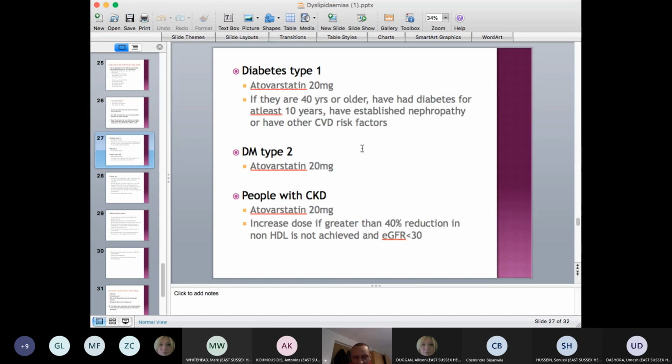If they have type 2 diabetes, they also have an increased risk, so atorvastatin 20 is recommended. The same applies to people with CKD. Your aim is to reduce their total cholesterol or LDL by at least 40%, focusing on the non-HDL especially.